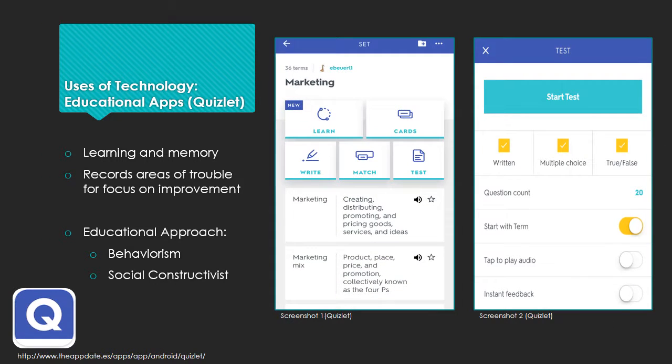Apps such as Quizlet are useful in learning and memory of information. Quizlet keeps track of topics which students struggle with so they can be improved upon. The app takes a behaviourist approach to learning through a rewards-based system, and a social constructivist approach may be evident as students can create their own cards.